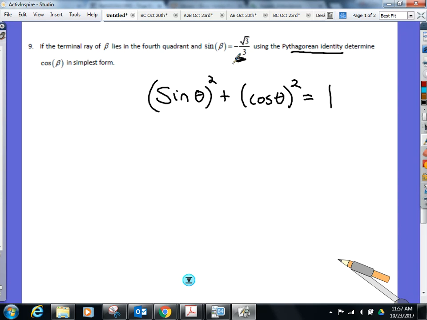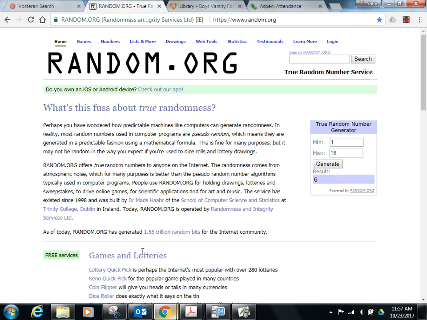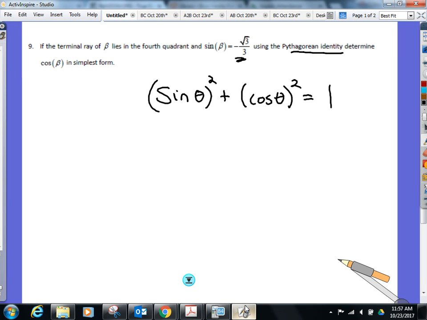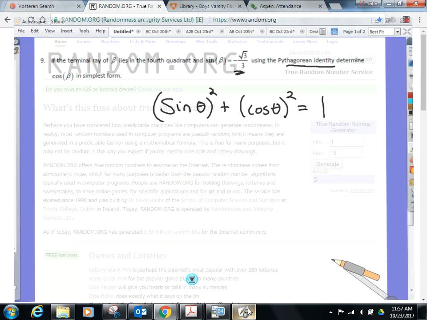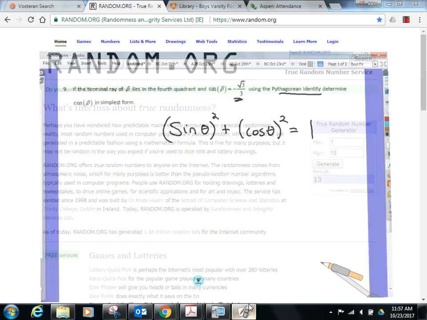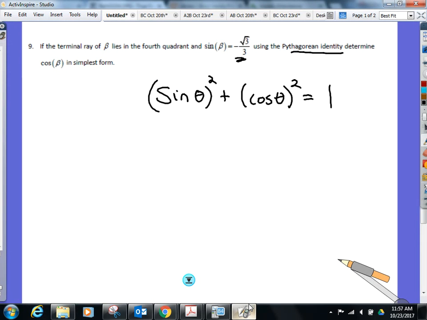What's this? Negative radical 3 over 3. What should I plug that in for? Who's got 14? Okay, let's go. 5. Okay, 13. All right, I'm done. Here we go. Isabella, let's go. I'm just going to go around the room. Eventually, everyone's going to get called on today, so you can't hide.